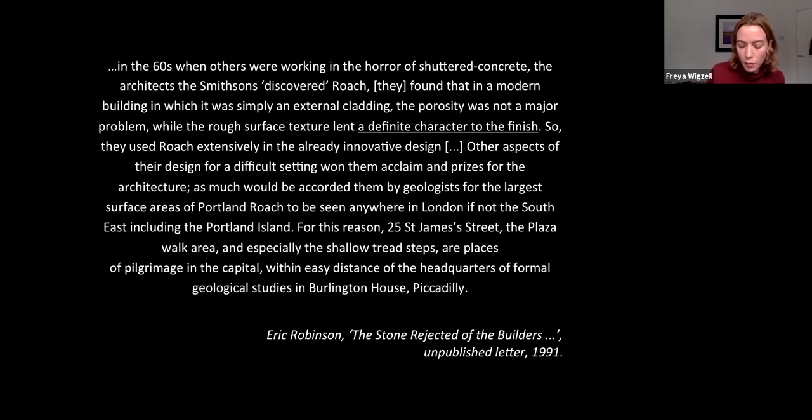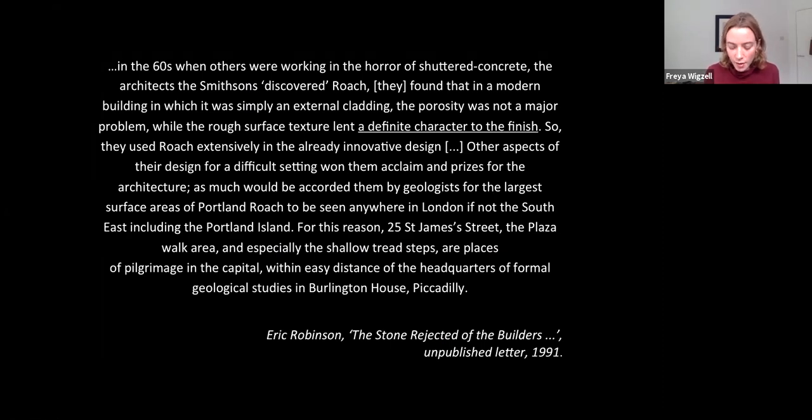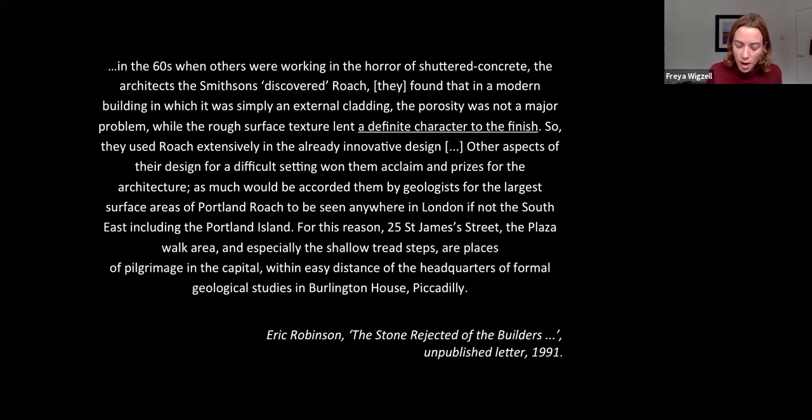Now, the geologist Eric Robinson, who has written a lot about stone used in London buildings, has emphasized just how unprecedented the use of Roach on the Economist was. And he says, in the 1960s, when others were working in the horror of shuttered concrete, the architects, the Smithsons, discovered Roach. They found that in a modern building in which it was simply an external cladding, the porosity was not a major problem, while the rough surface texture lent a definite character to the finish. So they used Roach extensively in an already innovative design.